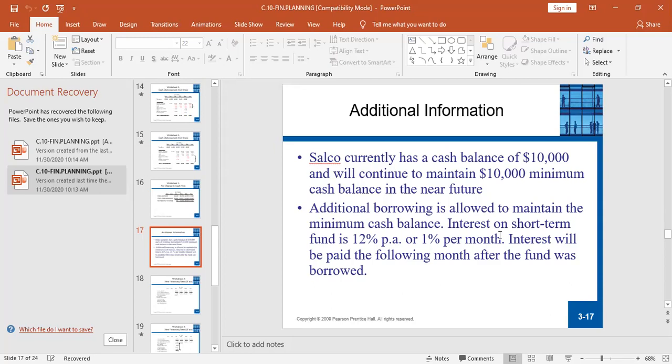is per annum, you have to convert it into monthly. How do you convert it into monthly? You just divide by 12. So if it is 12% per annum, it is 1% per month. Interest will be paid in the month following the one in which the fund was borrowed. So if the fund was borrowed in November, for example, the interest will be paid in December. It will continue like that.